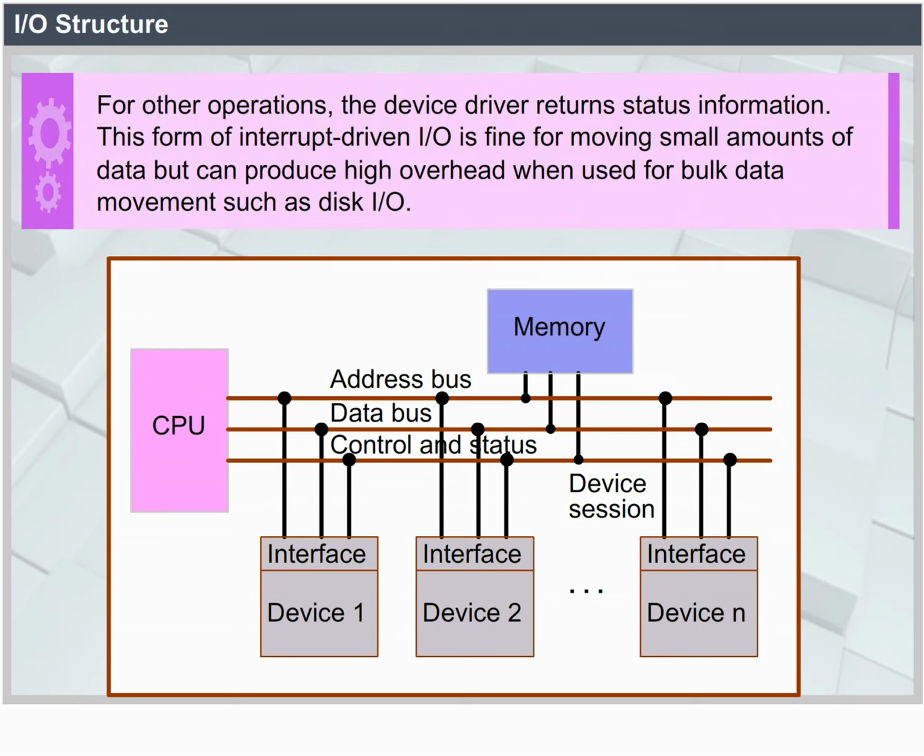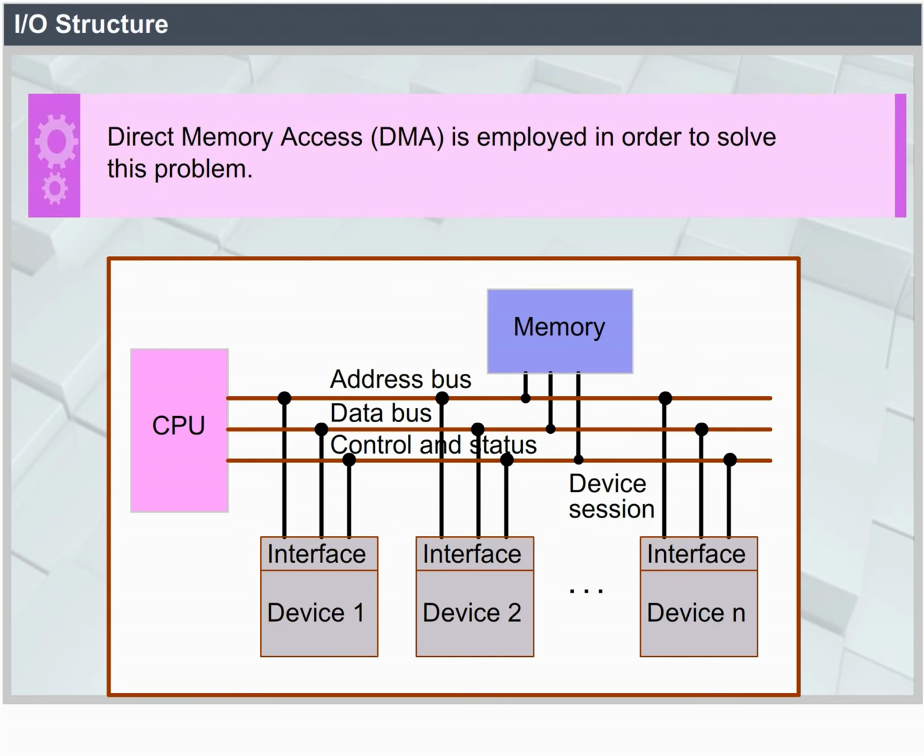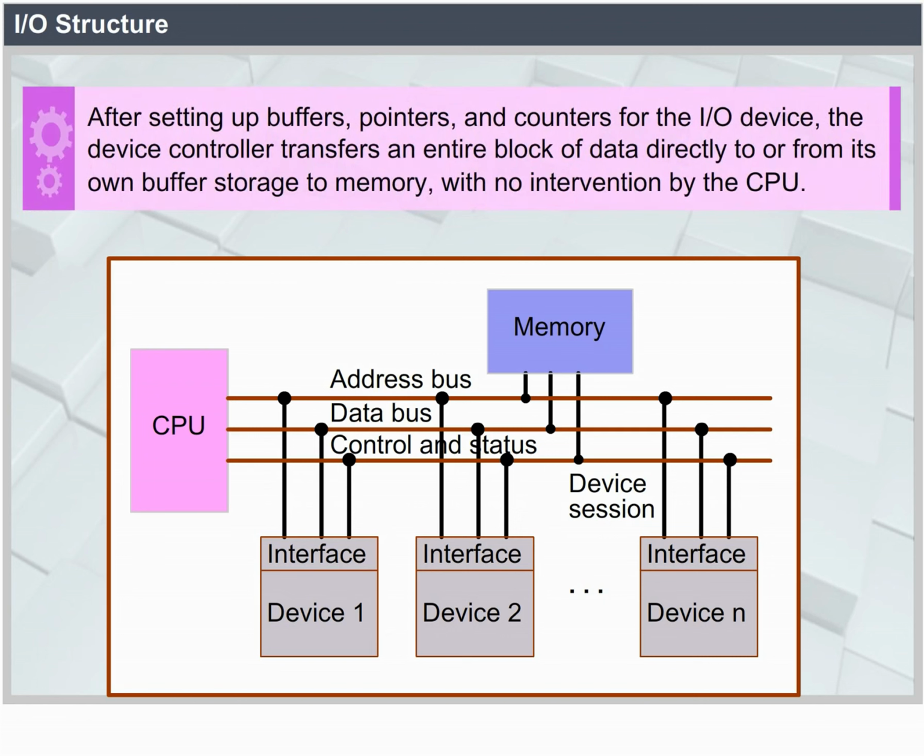This form of interrupt-driven I/O is fine for moving small amounts of data, but can produce high overhead when used for bulk data movements such as disk I/O. To solve this problem, Direct Memory Access (DMA) is used. After setting up buffers, pointers, and counters for the I/O device, the device controller transfers an entire block of data directly to or from its own buffer storage to memory with no intervention by the CPU.